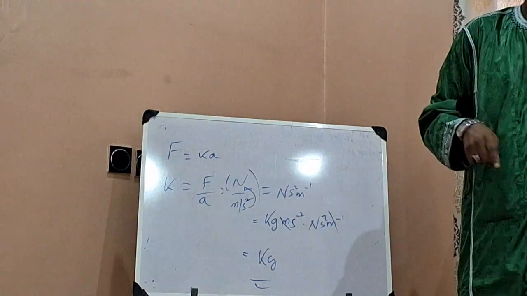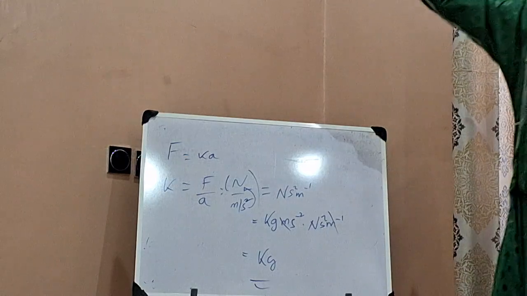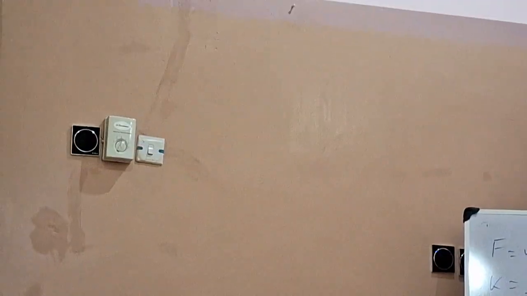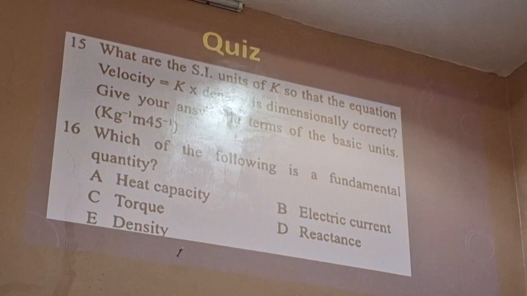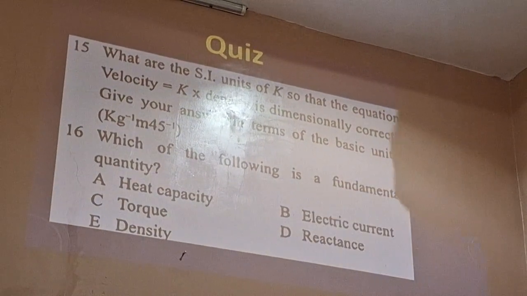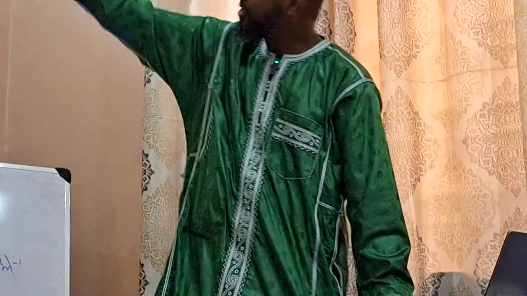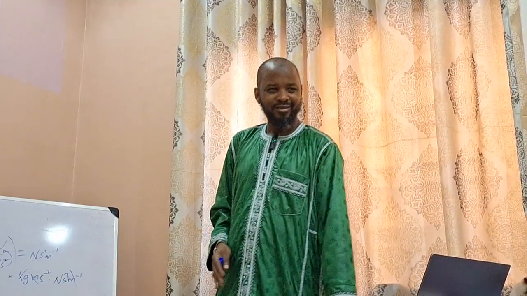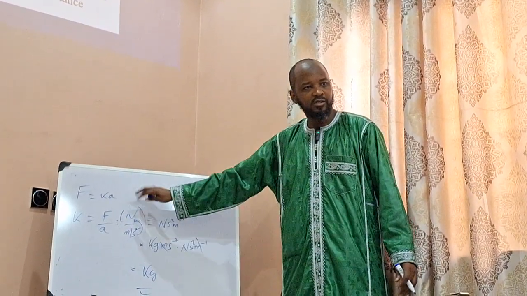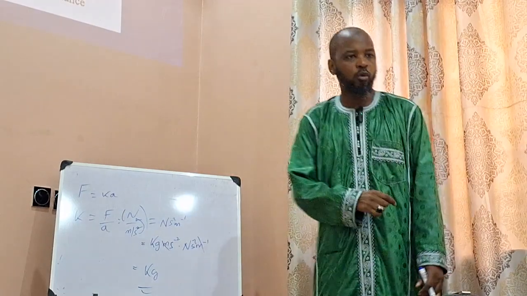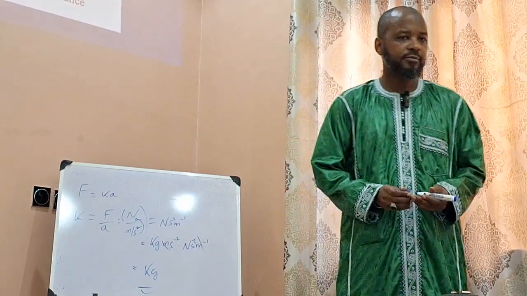Now solve this one. Velocity equal K times density. You know the unit of velocity, right? You know what is density and the unit of density, correct? And then what is the unit of K? Work it out in similar fashion as we have worked this F equal Ka. Okay?